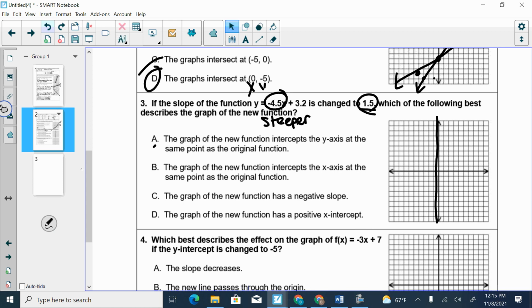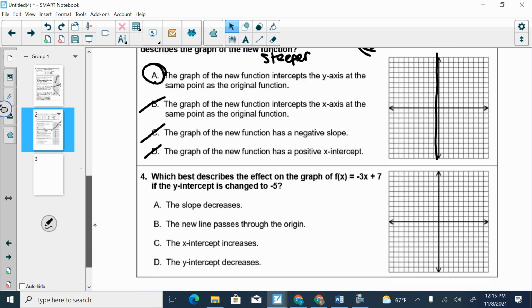The next one says that they cross the x-axis at the same point. Can we tell that from what we have? No. The graph of the new function, this one, is negative. Nope. The graph of the new function has a positive x-intercept. Can we tell that? So it's got to be our A.